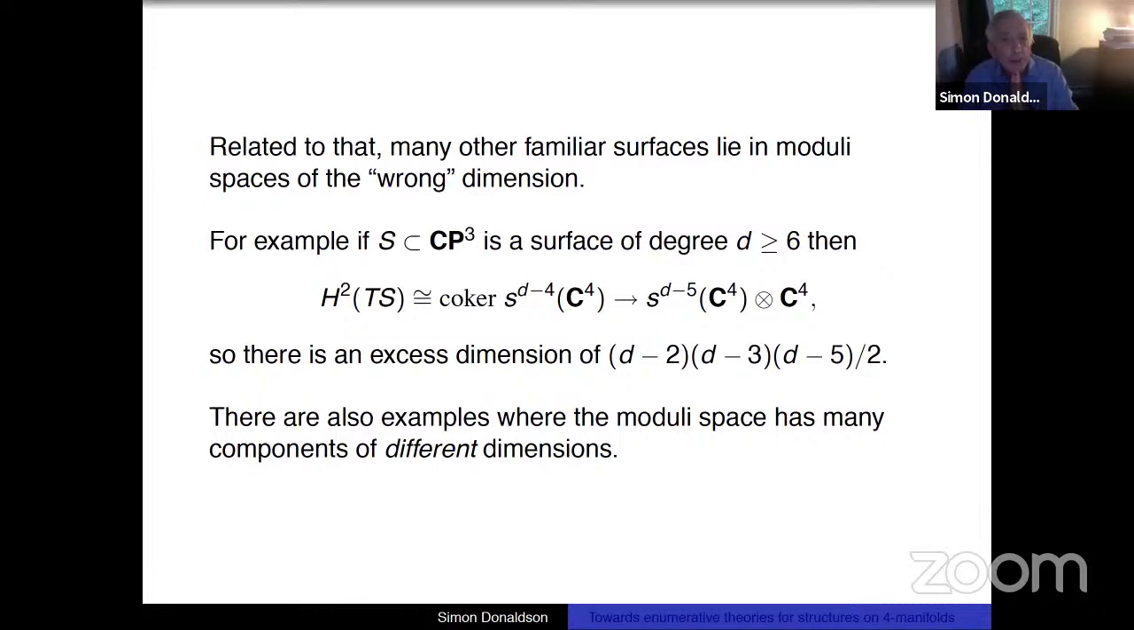And even when the virtual dimension is positive, often it has no relation to the dimension of the actual moduli space. The moduli spaces typically have much larger dimension. So even if you take a surface in CP3 of degree D, at least 6, then you find that the two-dimensional cohomology of the tangent bundle is isomorphic to this thing. So there's an excess dimension given by this formula here. There are also many examples where your moduli space for a fixed AB has many components, all of which have different dimensions.